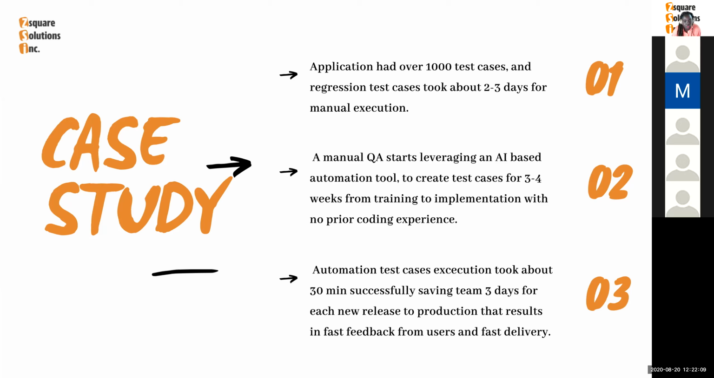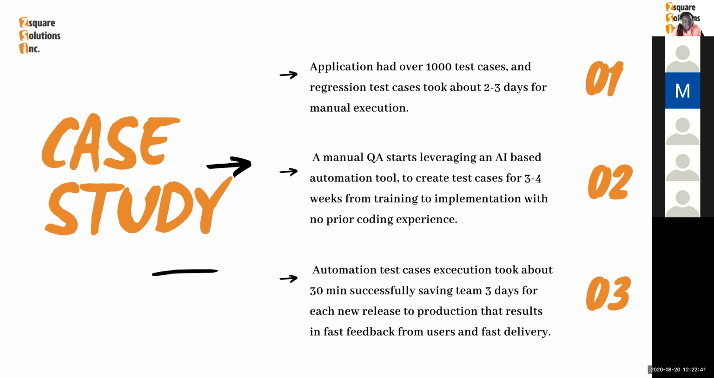So this is really an investment in time, right, to be able to automate all these 1,000 regression test cases. And then, as a result, the automation test execution took 30 minutes to successfully run. So as you can see, you're going from 2 to 3 days of manual execution to now just 30 minutes of automated test execution. So this is like a huge win. This is literally like a 3 days saving.